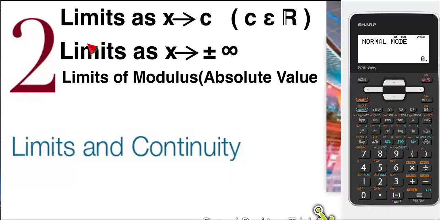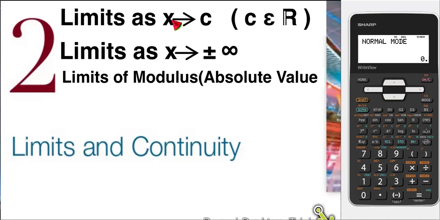All right, now the first thing that we did with the limits, we had limits as x approaches c, where c was an element of the real numbers. So in other words, the x value was numerical. We needed to just substitute into the equation and get the limits.